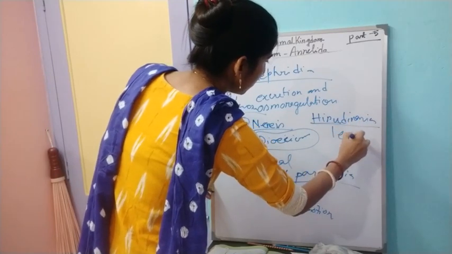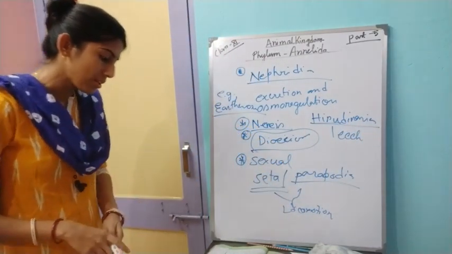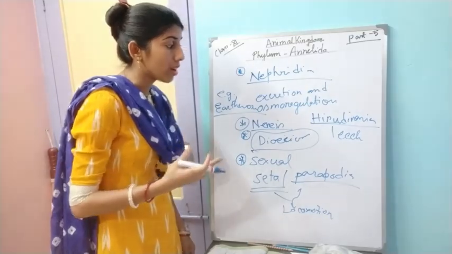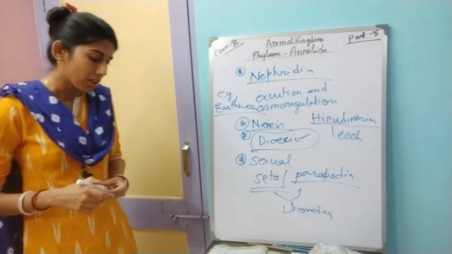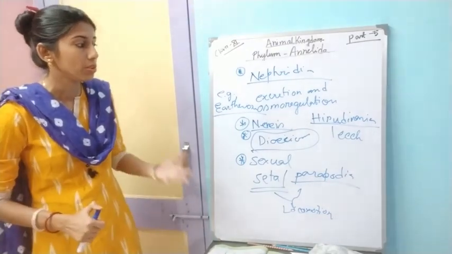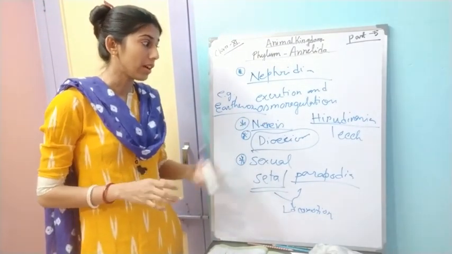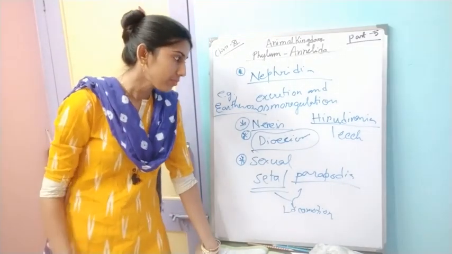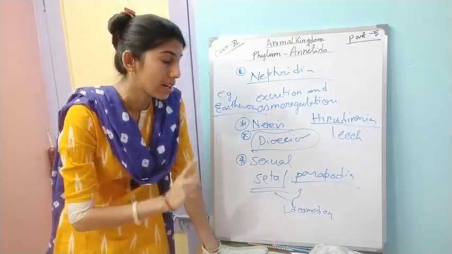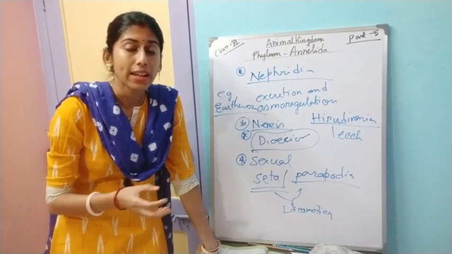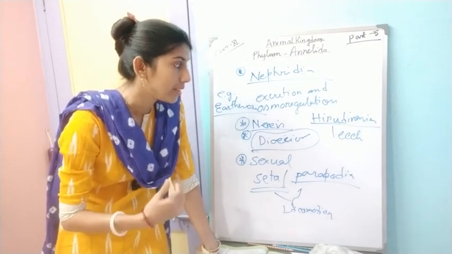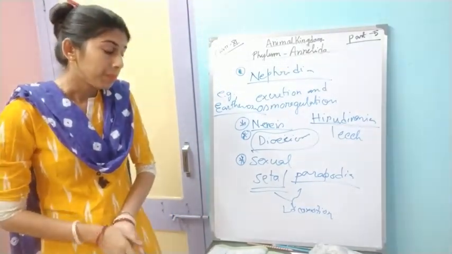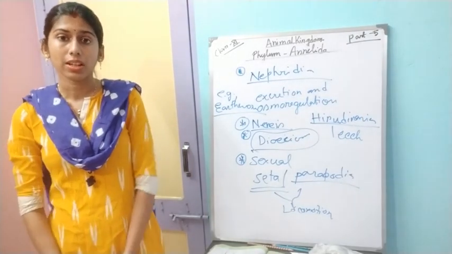The common name of this is leech. It is called the blood sucking leech. Why doesn't the blood clot when they are sucking? Because an anticoagulant protein called hirudin is present. With the help of that anticoagulant, they keep the sucked blood in liquid form. So leeches are ectoparasites and blood sucking annelids, able to suck blood with the help of the hirudin anticoagulant present in their body.